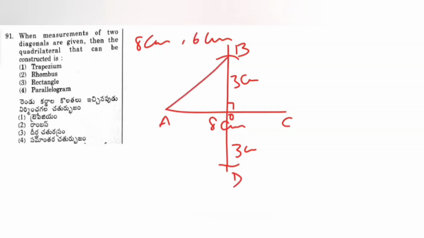Now, if you join A to B, B to C, C to D and D to A, you will get a rhombus. Even a square we can construct with equal diagonals. So, the only quadrilateral in these given 4 options which can be constructed through two given diagonals is the rhombus. Let us see the second question.